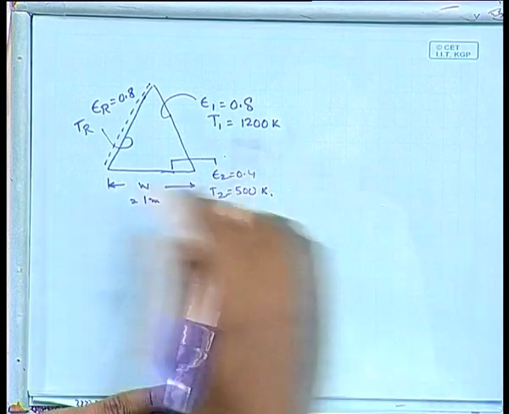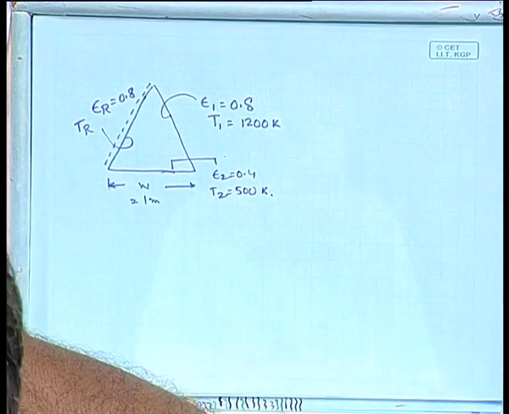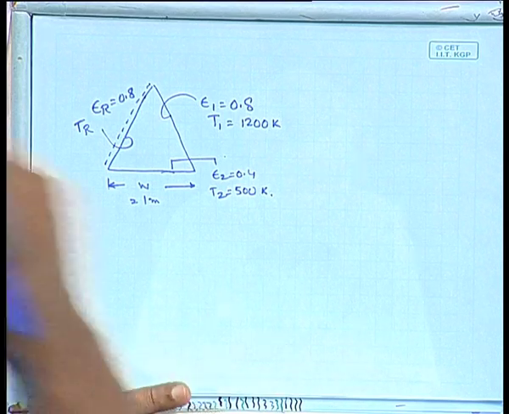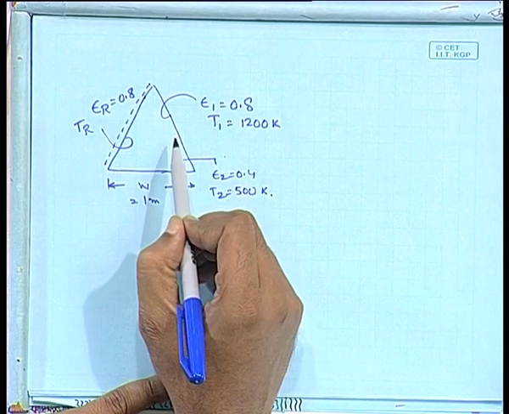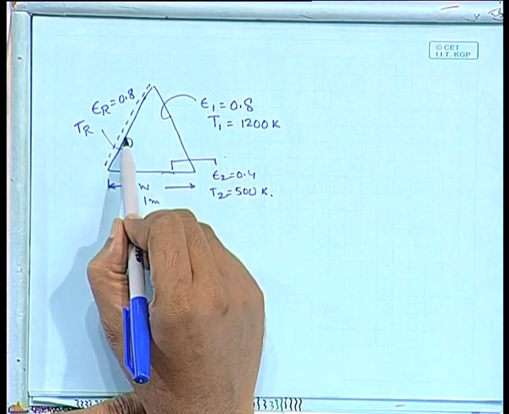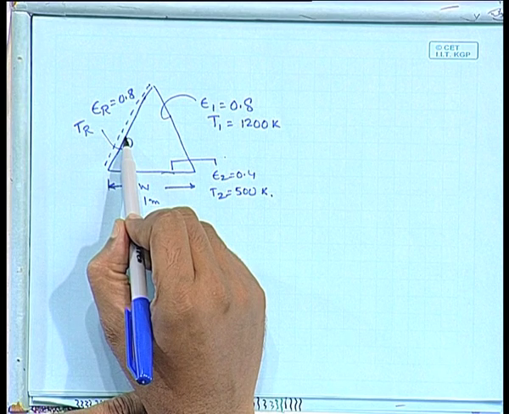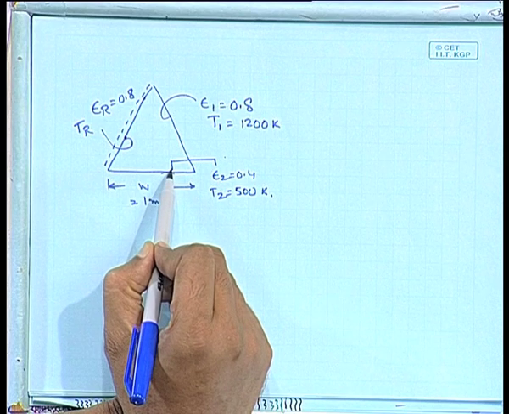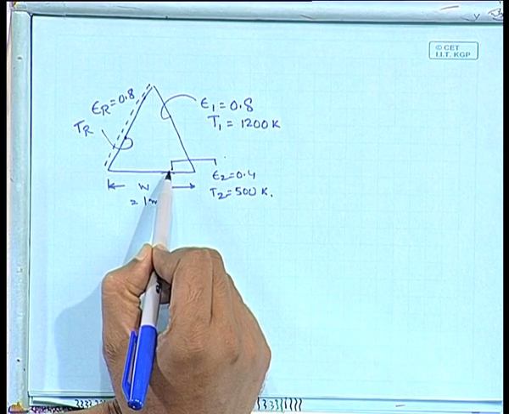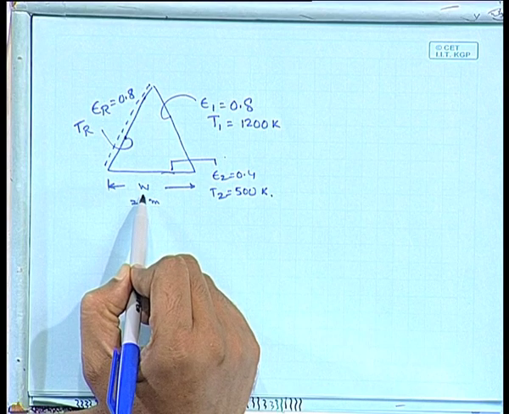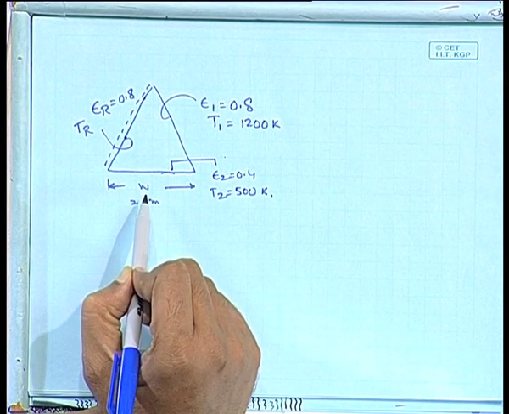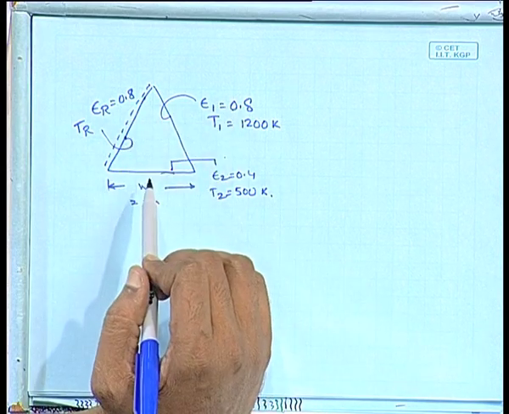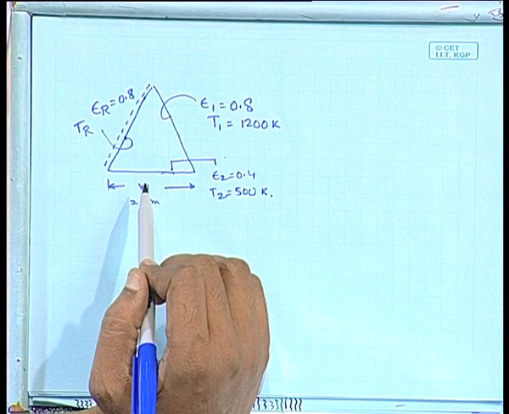This is a baking oven which consists of a long triangular duct in which a heated surface is maintained at 1200 Kelvin and another surface is insulated, which is the R surface. Painted panels which are maintained at 500 Kelvin occupy the third surface. The triangle is of width 1 meter on a side, and the heated and insulated surfaces have an emissivity of 0.8. So, both these surfaces have emissivity 0.8. The emissivity of the panels is 0.4.